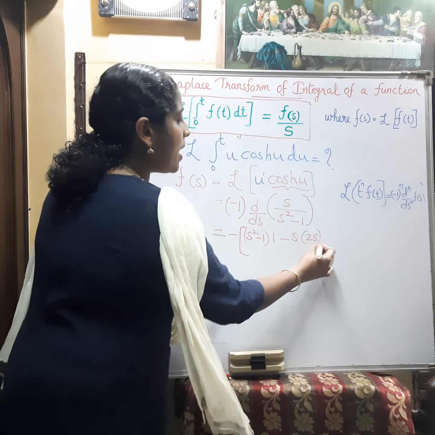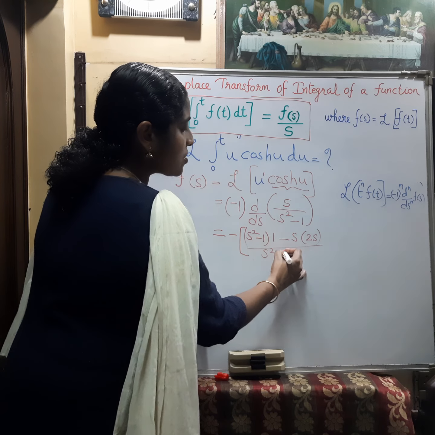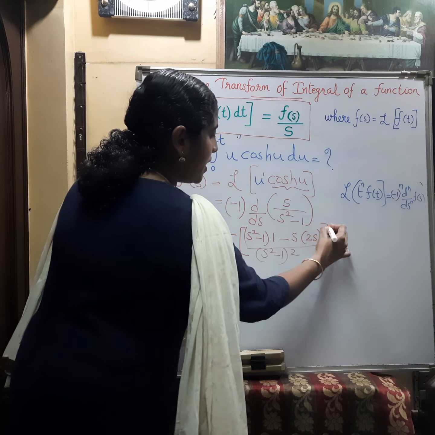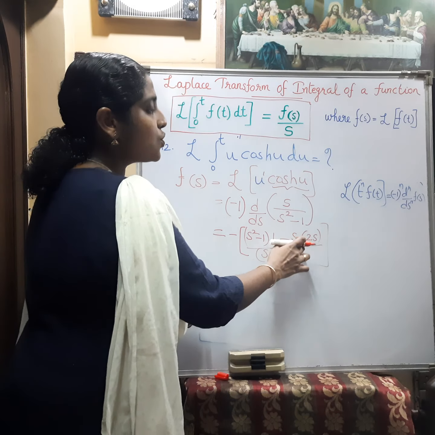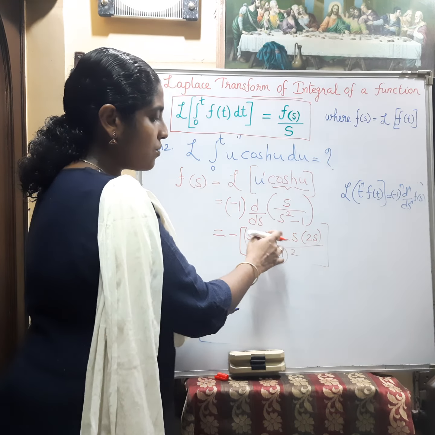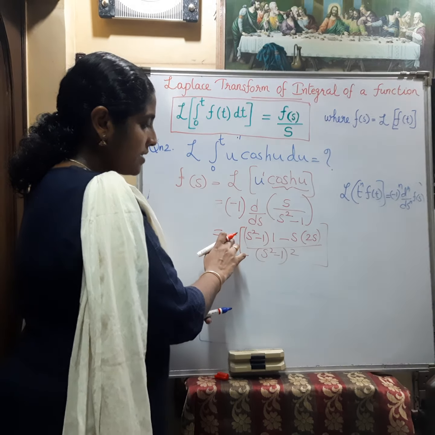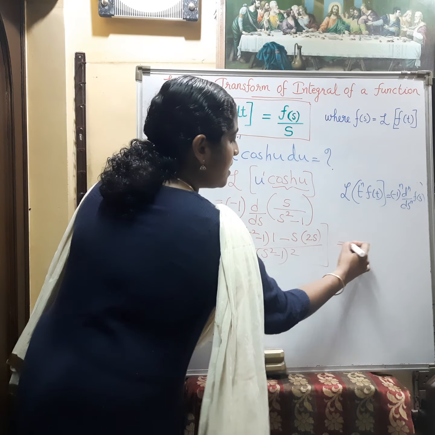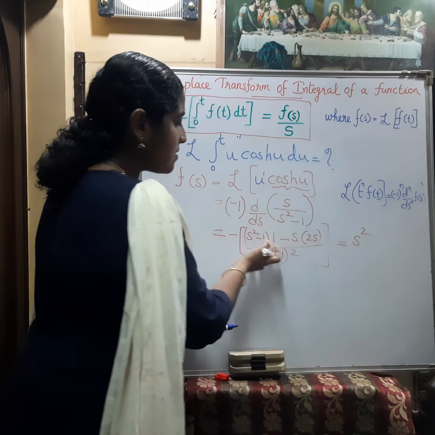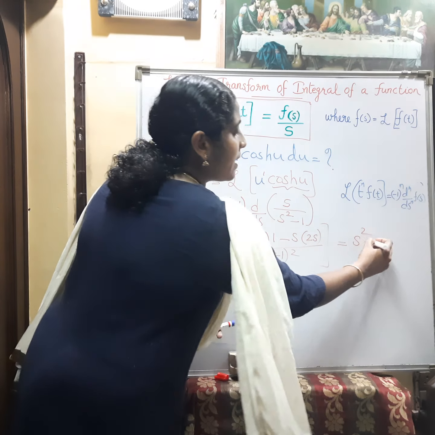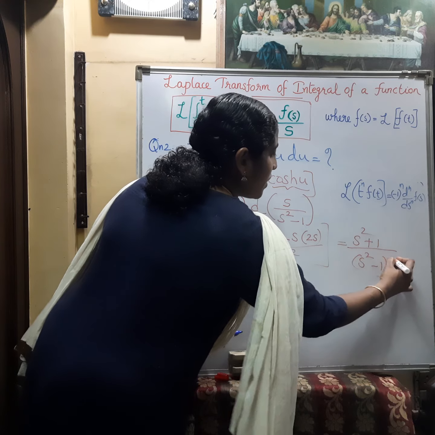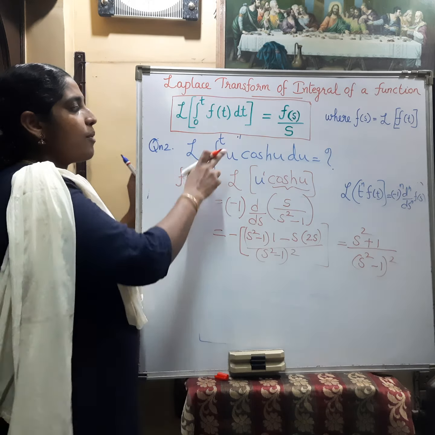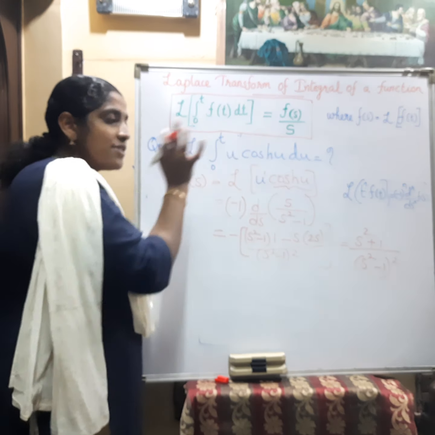2s divided by the denominator square, (s² − 1)². So what we are getting here is s² − 1 − 2s², that is −1 − s², and this minus will become plus, so that is s² + 1 over (s² − 1) whole square. So this is the Laplace transform of u cosh u only.